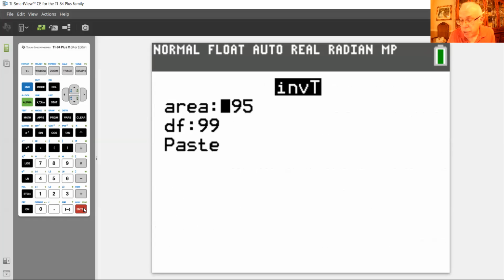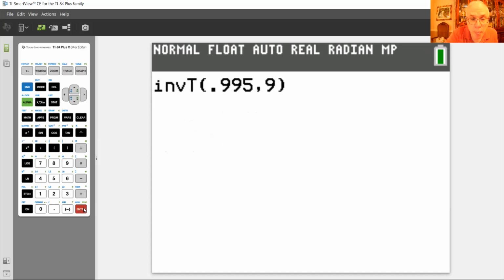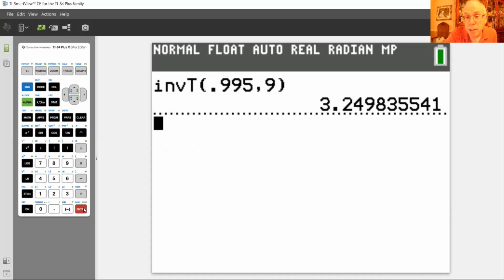Now, what are we going to use for the area to the left? Well, if it's 99% in the middle, that means 1% is left. Half of 1% on the left and half of 1% on the right. Half of 1% is 0.005, and therefore the area to the left is going to be 0.995. Right? What's the degrees of freedom? Well, n is 10 in this case. Sample size is 10, so the degrees of freedom is going to be 9. Enter. Notice how big the t critical value is, 3.2498.